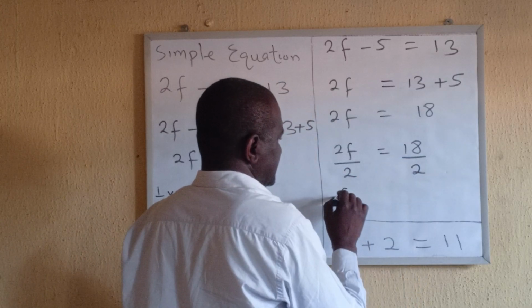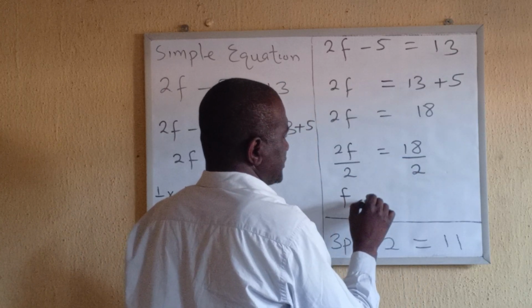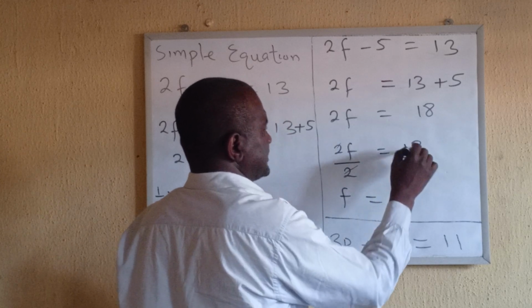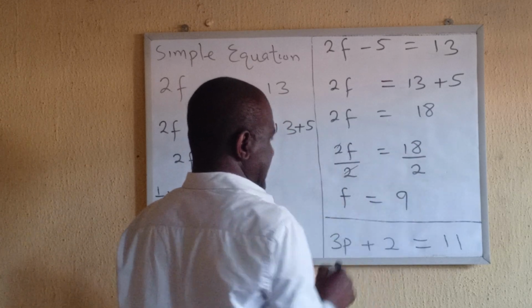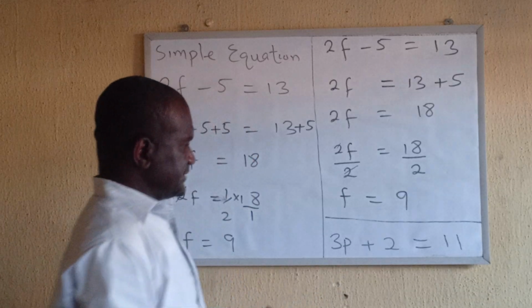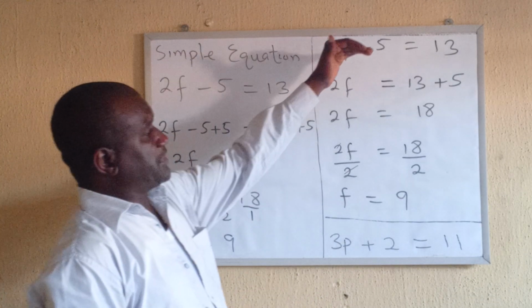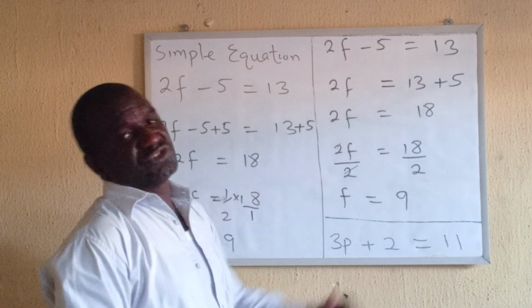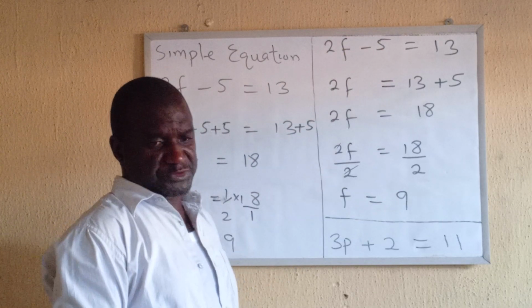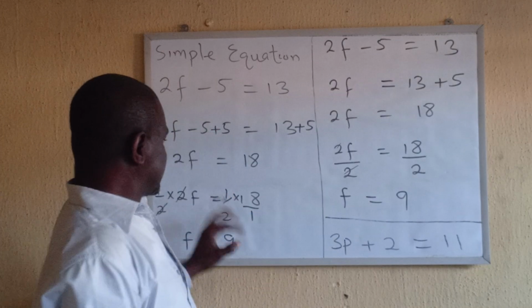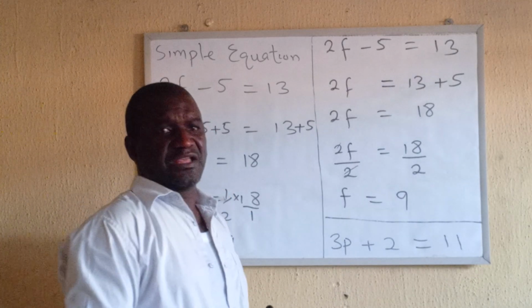So if that is done, f will be equal to 9, because this 2 will cancel these 2. 18 divided by 2 is 9. That means 9 is the solution of that equation. This is a little bit easier, and this method is the one we'll be doing subsequently. But for reference, maybe making reference to the additive inverse and the multiplicative inverse.